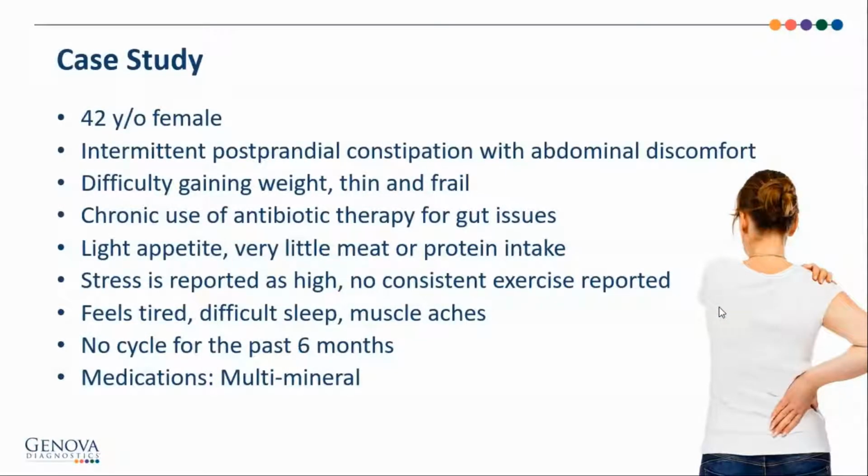So we had a 42-year-old female, postprandial constipation, abdominal discomfort, difficulty with weight gain, thin and frail, antibiotic therapy, a light appetite. That's not surprising based on her amino acids, very little meat or protein intake, high stress, tired, fatigue, muscle aching. And the menopause cycle for the past 6 months also makes me wonder about hormone levels, as well as the muscle aches and sleep difficulty. So I probably want to follow up on that. Her only medication was a multi-mineral.